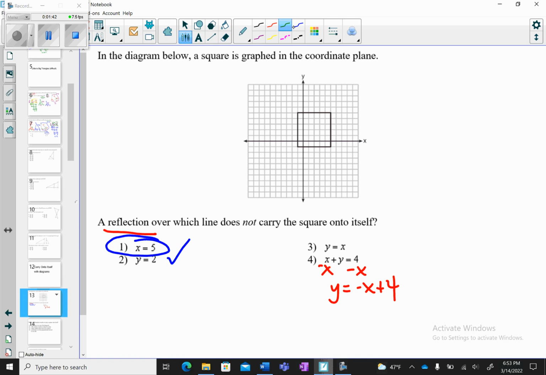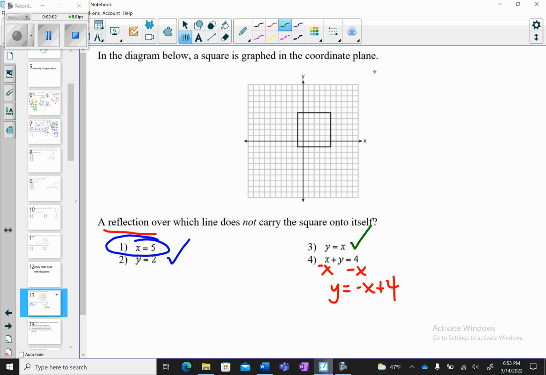Let's look at y is equal to x. So y equal to x goes through the origin and has a slope of 1. So that also carries onto itself. If I reflect it over there, it lands exactly onto itself. So that one works as well.